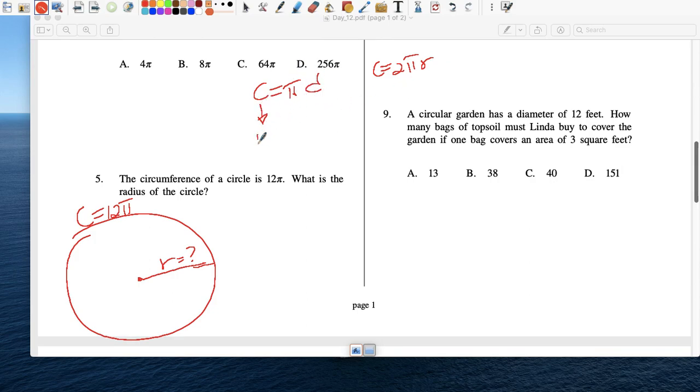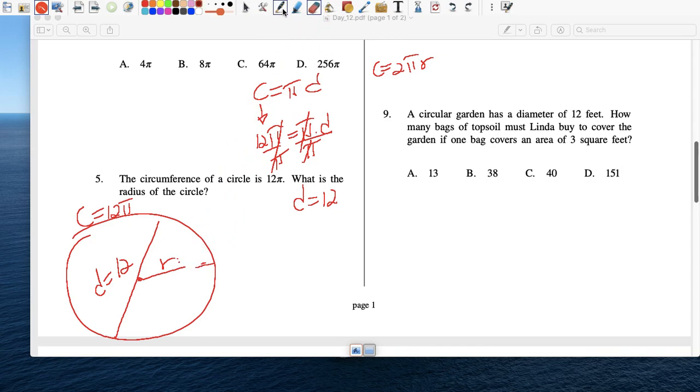Circumference is 12 pi, so that changes to 12 pi equals pi times d, right? Divide both sides by pi. We know the diameter is 12. The diameter is 12, so let me draw the diameter. Diameter is 12. The radius is 6, right? Because it's half of it. Right? So radius is 6. That's it.